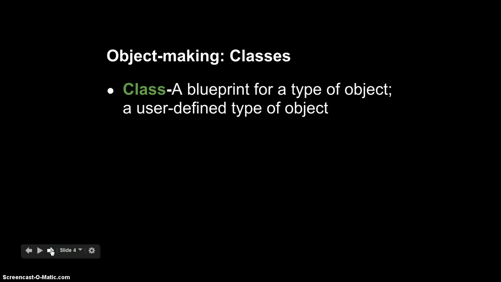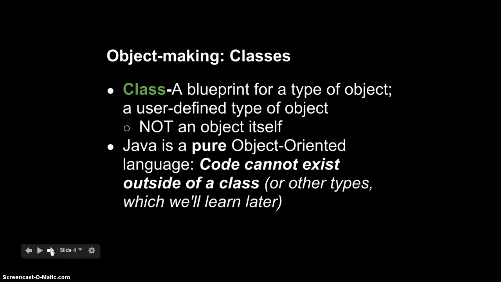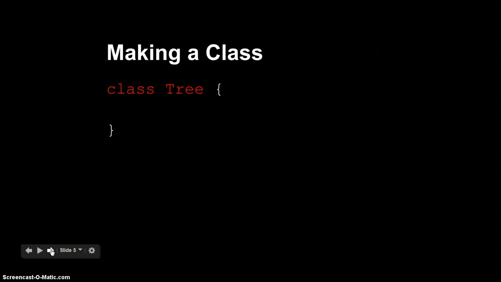Well, we're going to use something called a class. Now, a class is a blueprint for a type of object, a user-defined type of object. Methods let us define our own expressions, while classes let us define our own types. So, a class is not an object itself. Remember, it's the blueprint for that object. In Java, something to remember is that Java is a pure object-oriented language in that code cannot exist outside of classes. A class is a fundamental basic structure in Java.